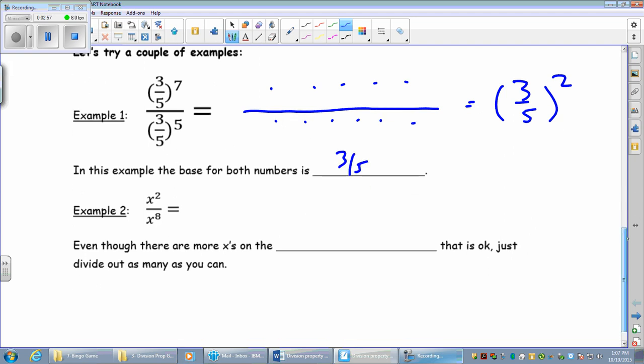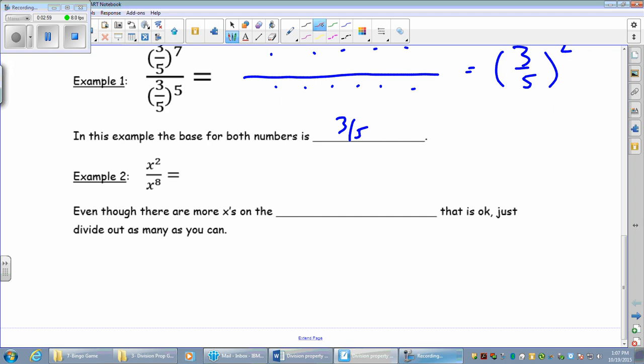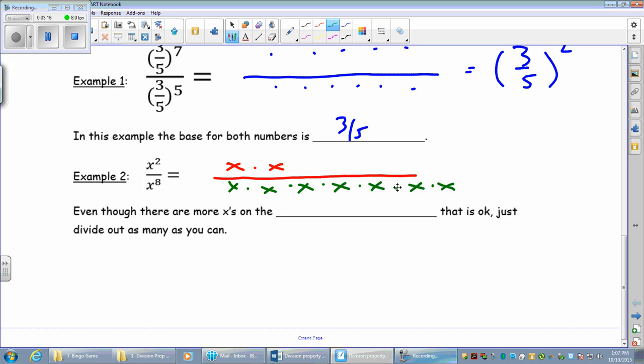Alright, here's one that's a little bit more confusing for some people. I have x squared over x to the 8th. So if I were to write this one out, let's write this one out together, guys. 1, 2, 3, 4, 5, 6, 7, 8. Alright, so now if I were to write this one out, and I were to do all my crossings out like I said before, cross off 1, cross off another one, what's left? Well, obviously there are 6 x's left.